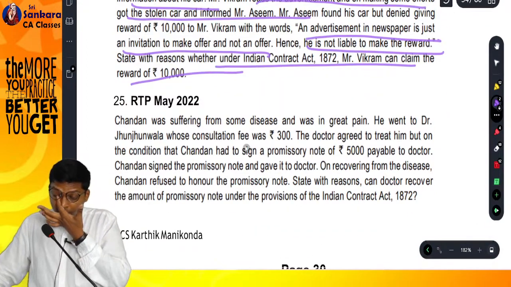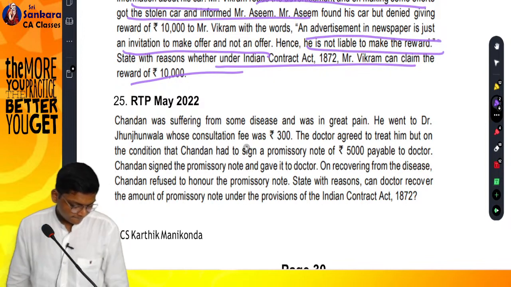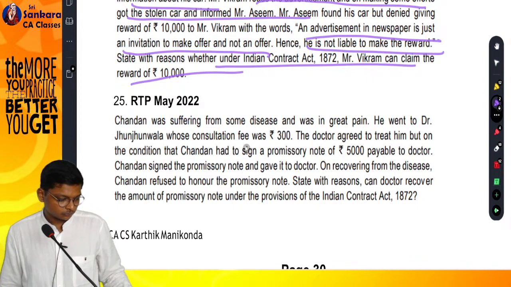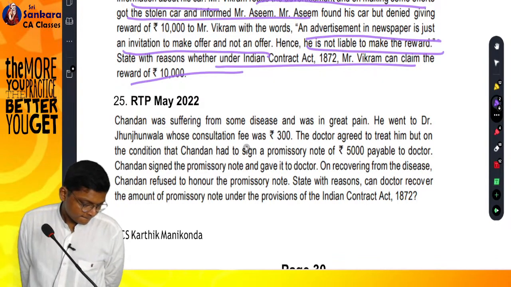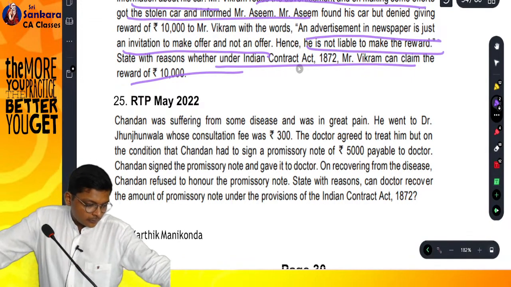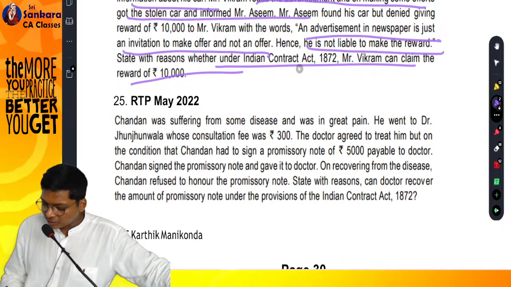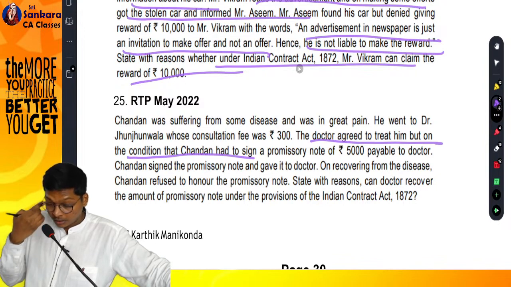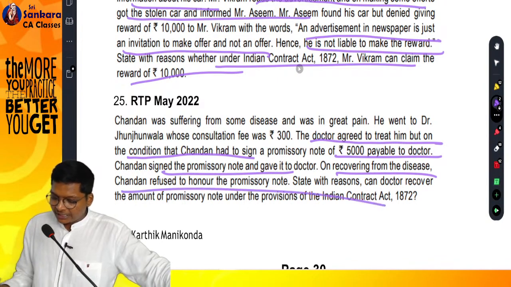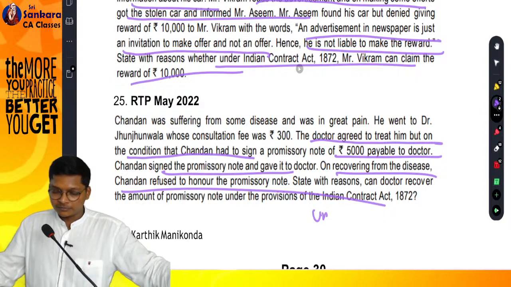Question 25. Yes, read it. Can he claim, guys? Undue influence. He is saying the doctor agreed to treat him on a condition that Chandan had to sign a promissory note of 5,000 payable to the doctor. Chandan agreed and signed it. On recovering from the disease, Chandan refused to pay the promissory note. Can he recover? No, because this is what I'm saying: I will treat you only if you pay extra. Coercion, free consent is not there.